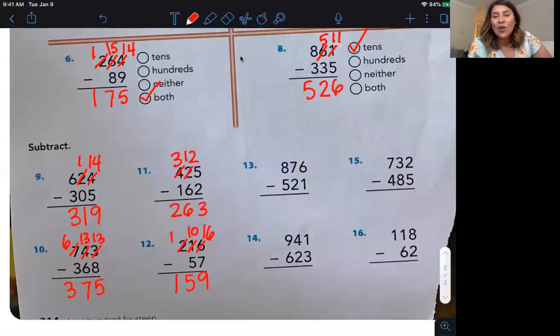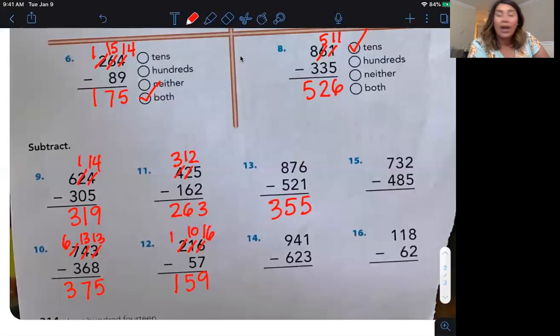You guys are on a roll, friends. This is all normal subtraction. Ready? 6 take away 1 is 5. 7 take away 2 is 5. 8 take away 5 is 3. 355. Good job. All right, 1 take away 3.